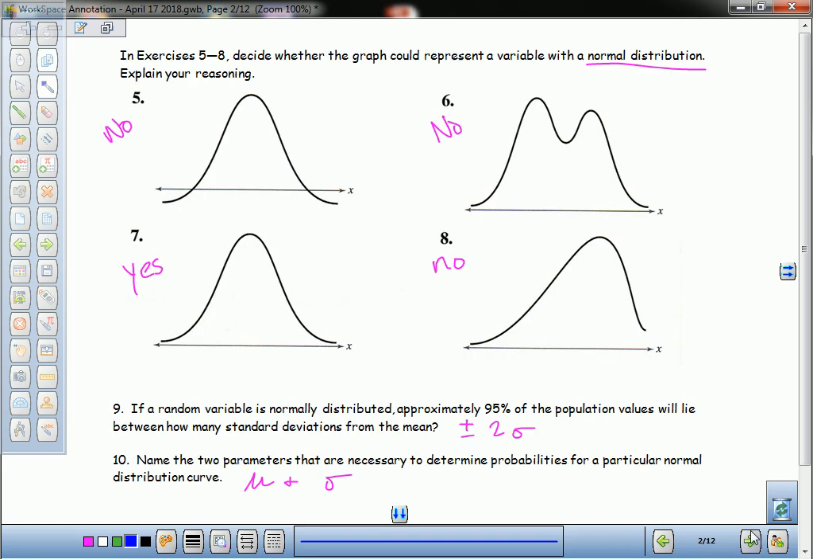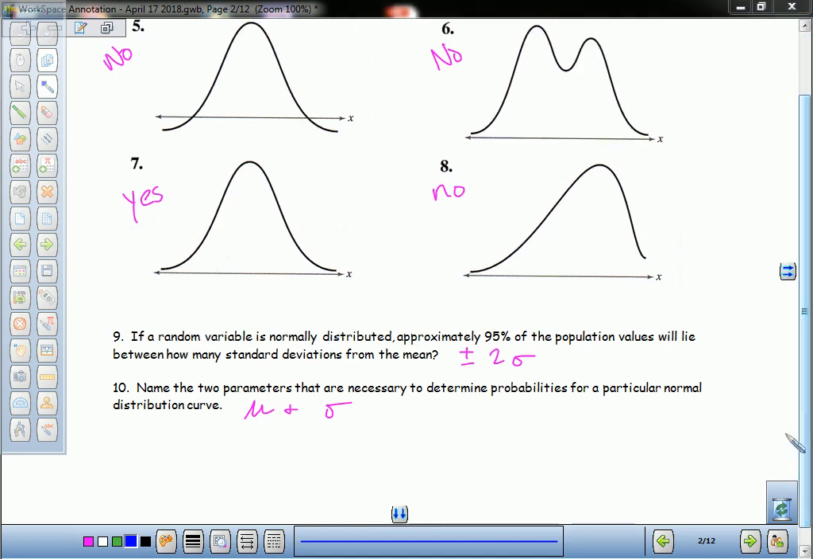So how is that going to affect the curve? No. Why is it no? Because it goes past the next line. Because it goes below. Very good. Number 2? No. Why is it no? Because it's double from the side of the whole curve. It's a camel, it's not symmetry. Number 7? Yes, it looks beautiful. Number 8, why is it no? It's not symmetrical. It is skewed left.